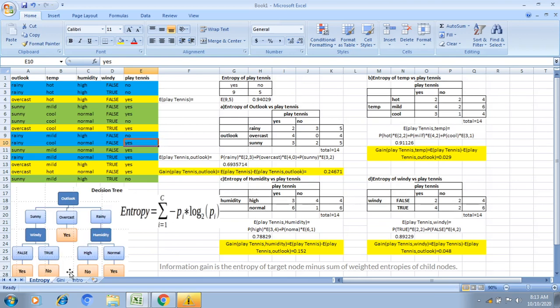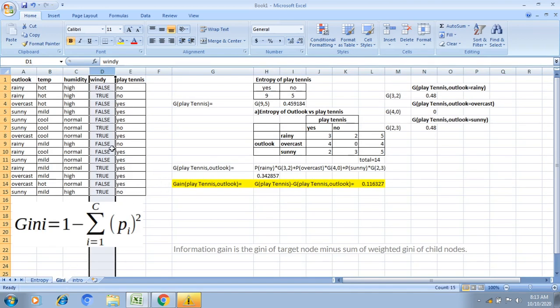Okay, in a similar way we need to calculate for the Gini, and we can represent it, which is our outlook. I think in a similar way we'll get outlook as our root node. I think it is best to choose Gini as the best method. Why? Because we don't have any logarithmic operations here.